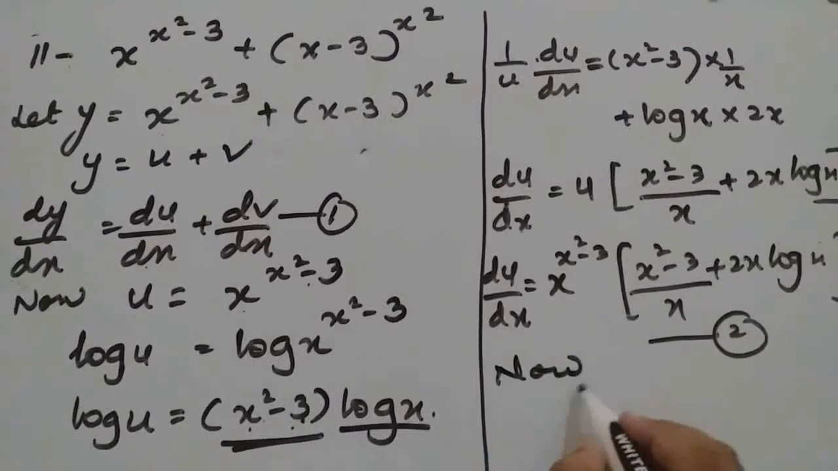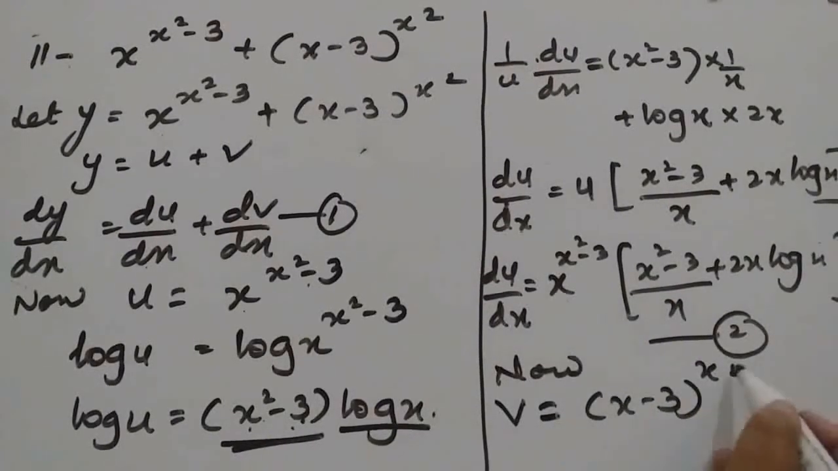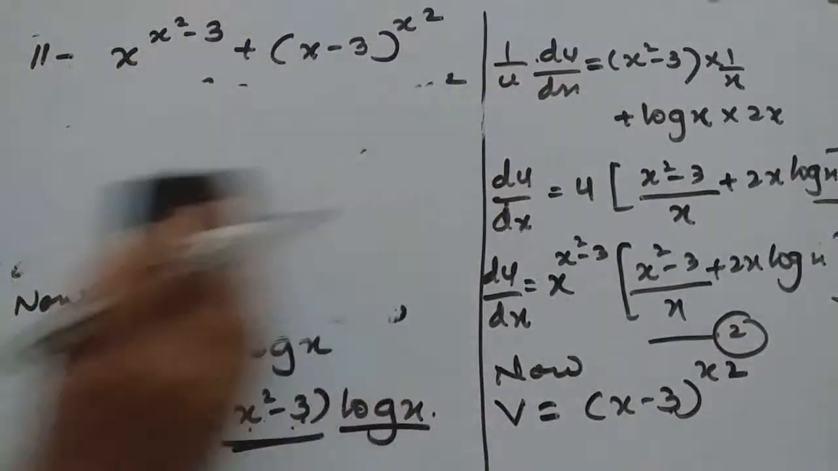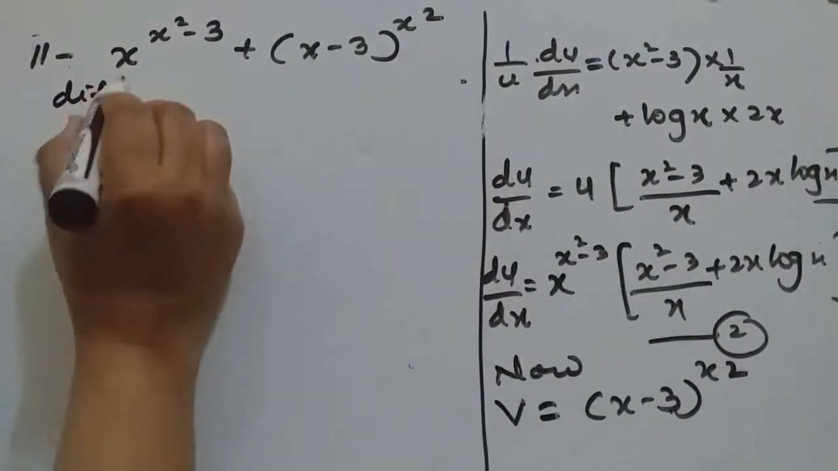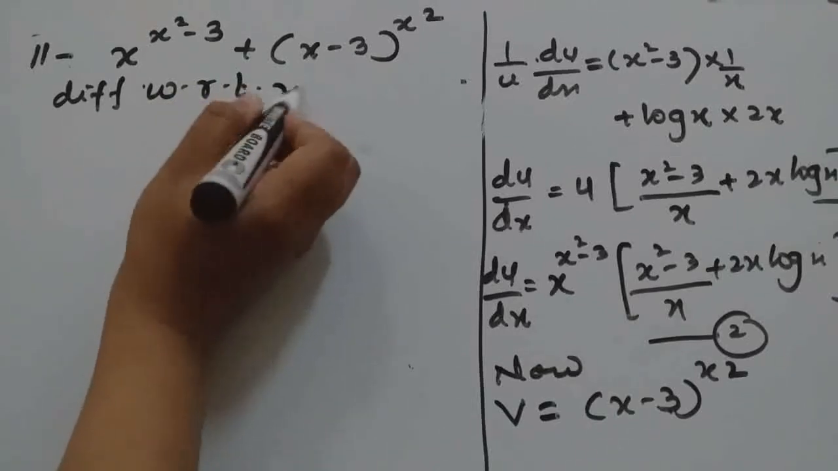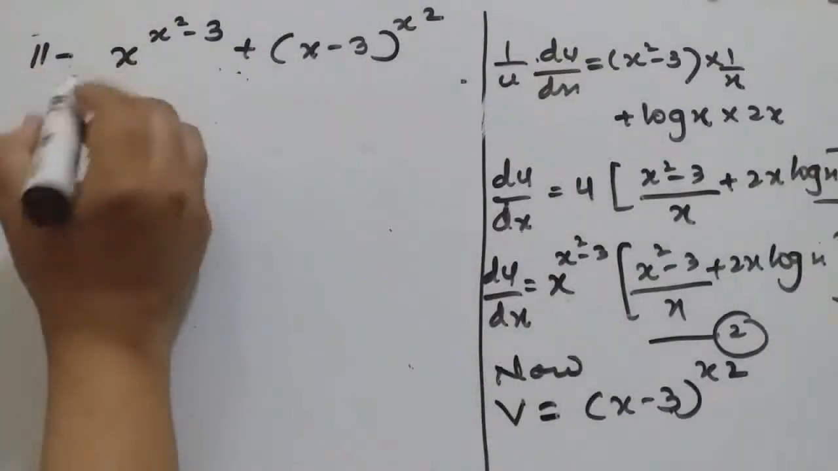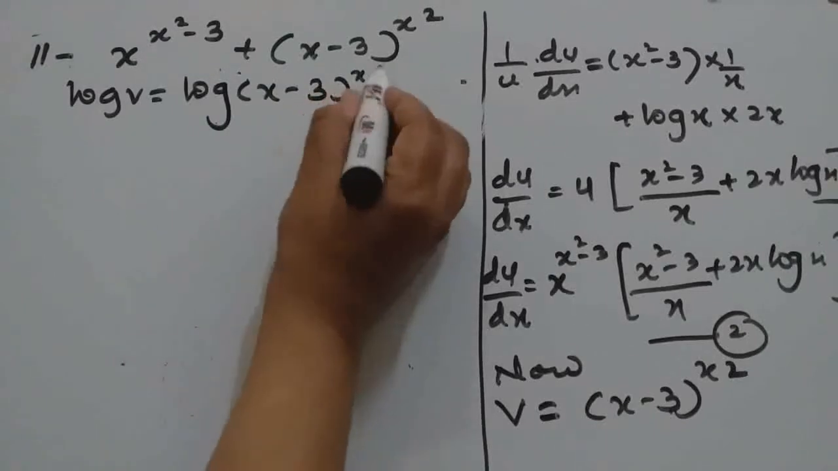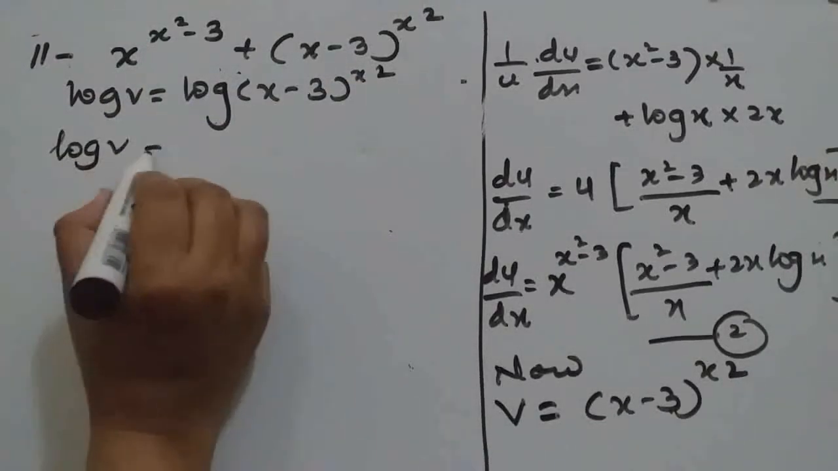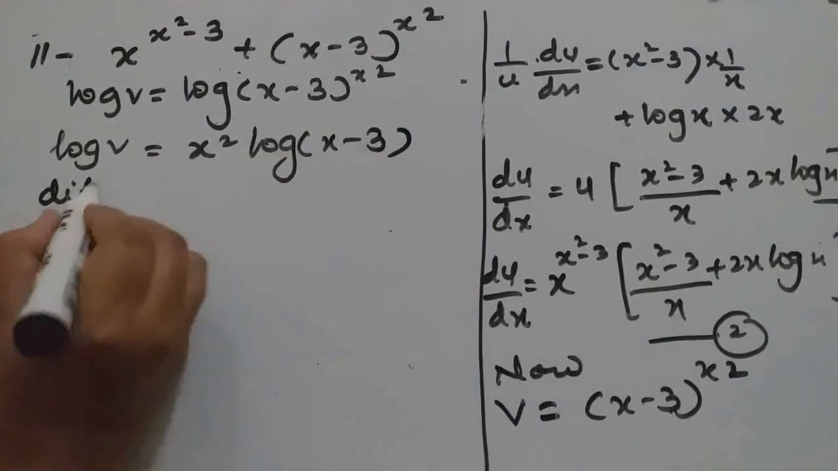Now v is what? x minus 3 power x square. This is also power function power. So differentiate with respect to x. So first we should apply log. So log v is x square log x minus 3. So this power will come out. Now differentiate with respect to x.